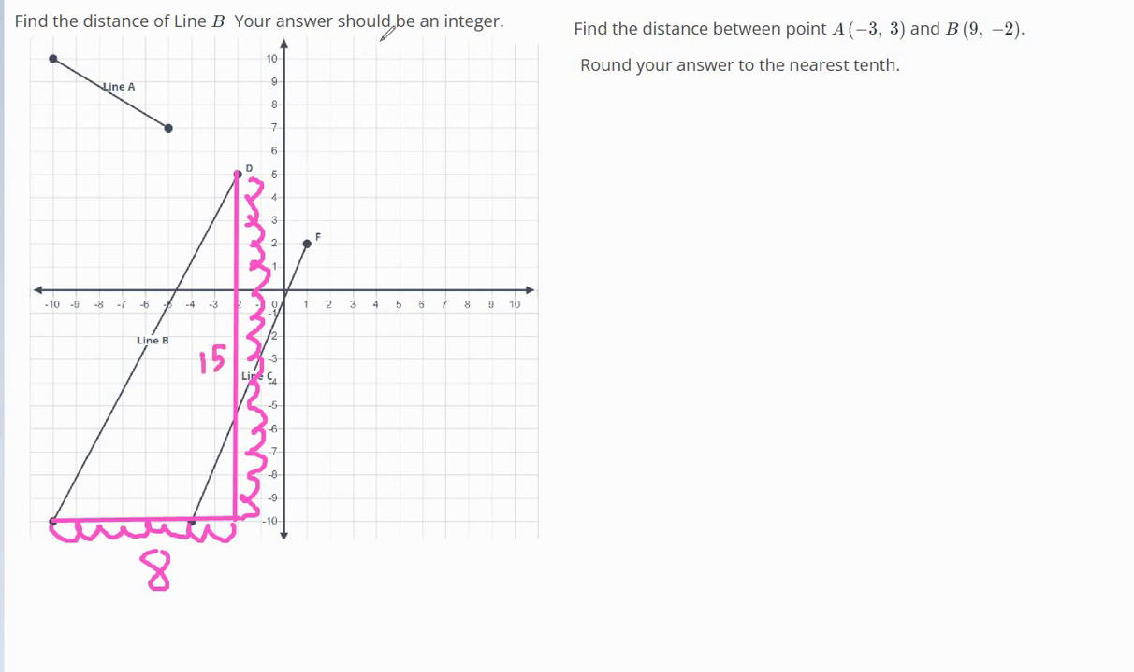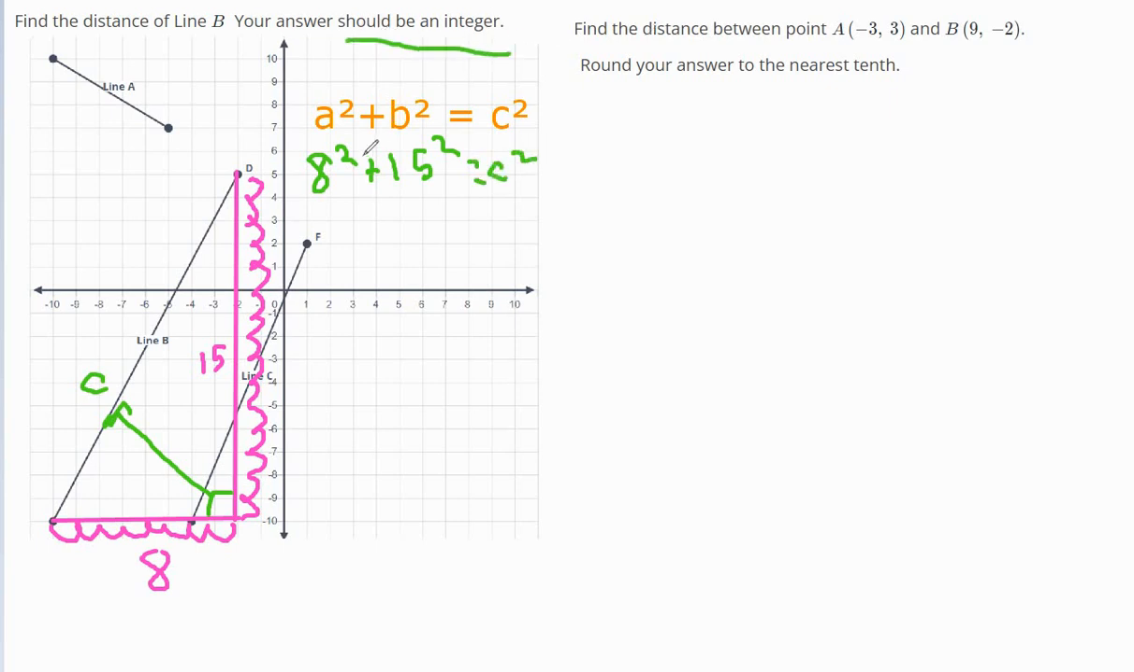So now we can use the Pythagorean theorem, which is a squared plus b squared equals c squared. This is our 90-degree angle because we made a right triangle out of it. And of course, this side over here, the distance, is going to be our hypotenuse. A and b are interchangeable, so we're going to have 8 squared plus 15 squared equals c squared. And it does give us a clue that our answer better be an integer for this one.